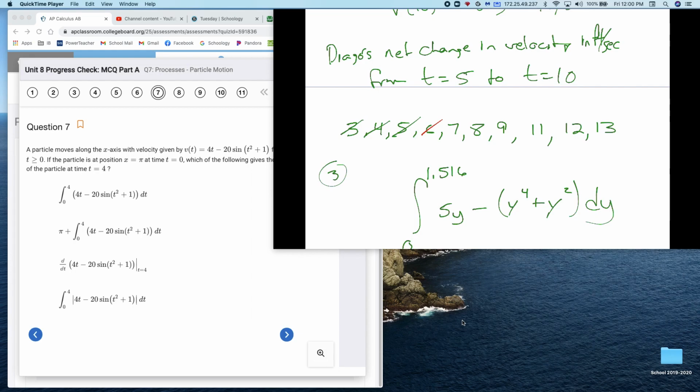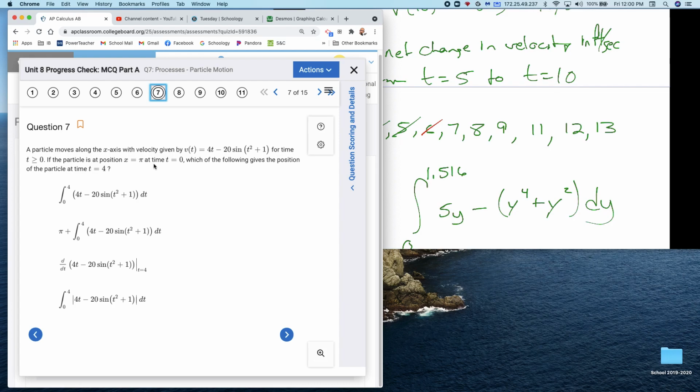Number 7. Here's what it gives you: it gives you velocity. So clearly you're given velocity there, and it's asking for the position of the particle at t equals 4. So you know that there's an integral involved in there. So you should right away know that this is not the answer.